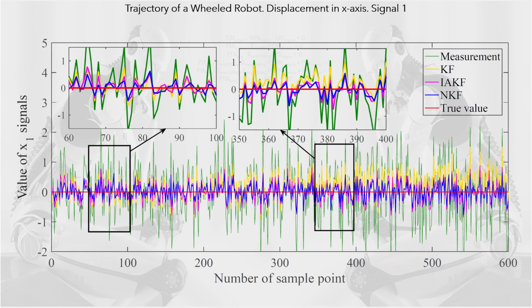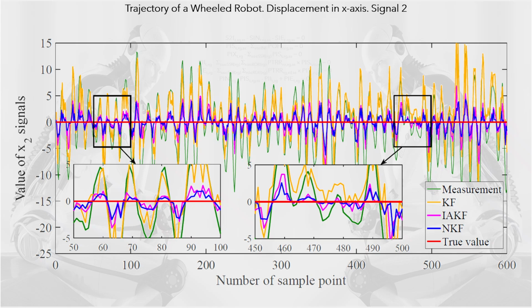Filtering results of the simulation signals, result of the x-axis. For signals that correspond to white noise, the results are relatively similar. NKF performs slightly better than the others. The figure shows the result of signal 2.